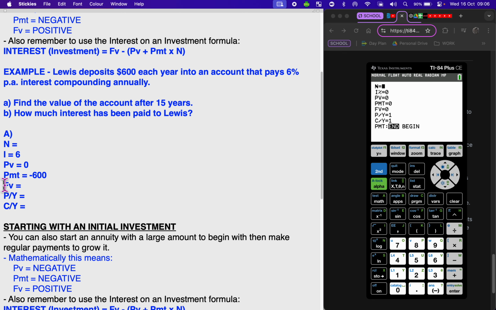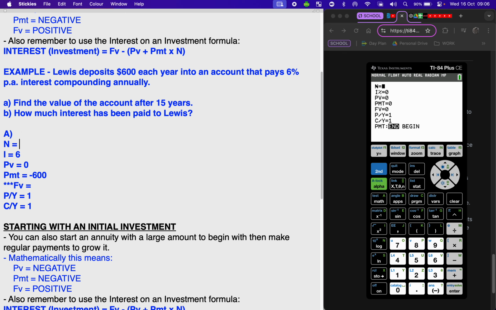PY and CY are the same unless the question says something different. So interest is compounding annually, and how often is he depositing into the account? Annually again. So what would PY and CY be? How many times does a year happen in 1 year? Once.